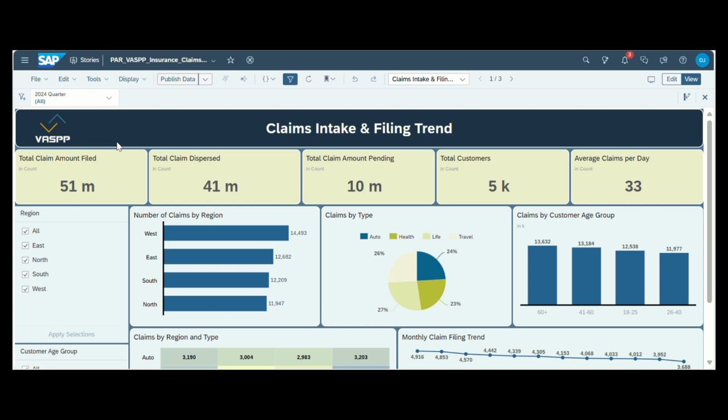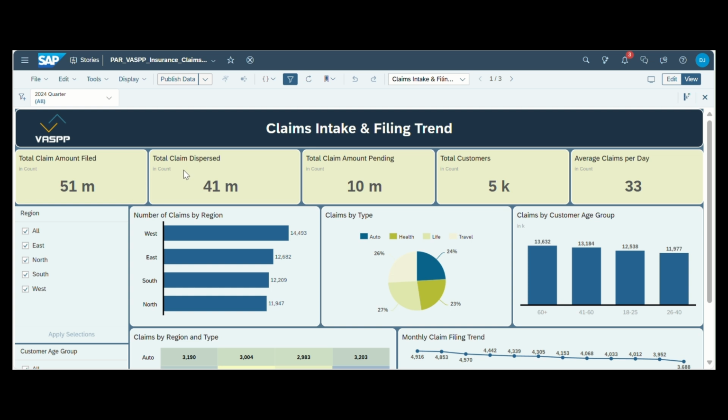Let's begin right at the top, with 5 key performance indicators that set the stage. First, we have the total claim amount filed, currently at 51 million. This is the total value of claims submitted by policyholders, the clearest measure of financial risk currently under assessment. For finance teams, this figure is essential in forecasting liabilities, maintaining claim reserves, and understanding market-facing risk at a glance.